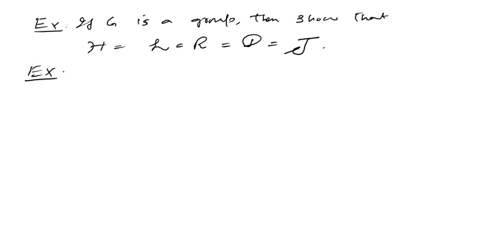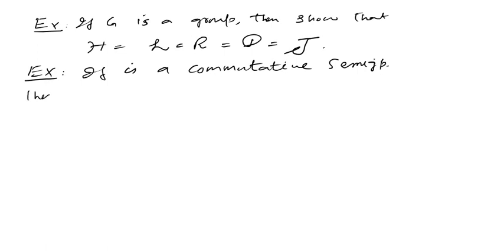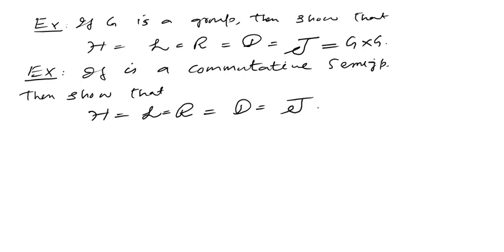One more exercise. If S is a commutative semigroup, then show that all the relations are equal, but in this case they are not equal to G cross G. In the first exercise they are all equal to G. In this case H is equal to L, is equal to R, is equal to D, but this is not equal to G cross G.